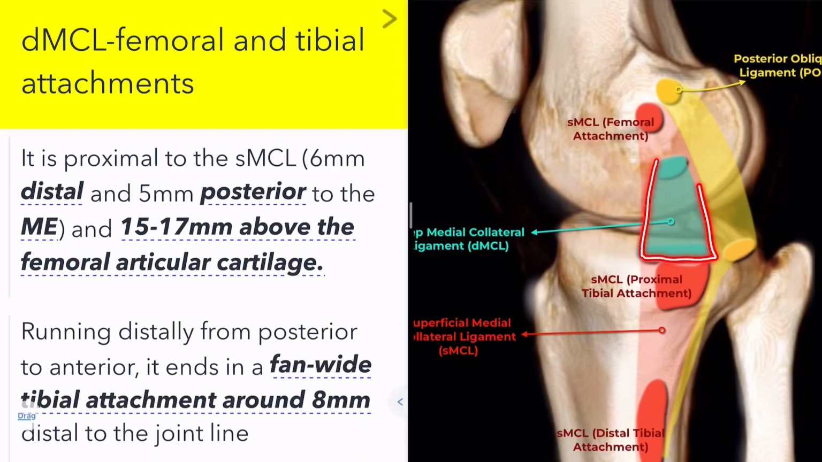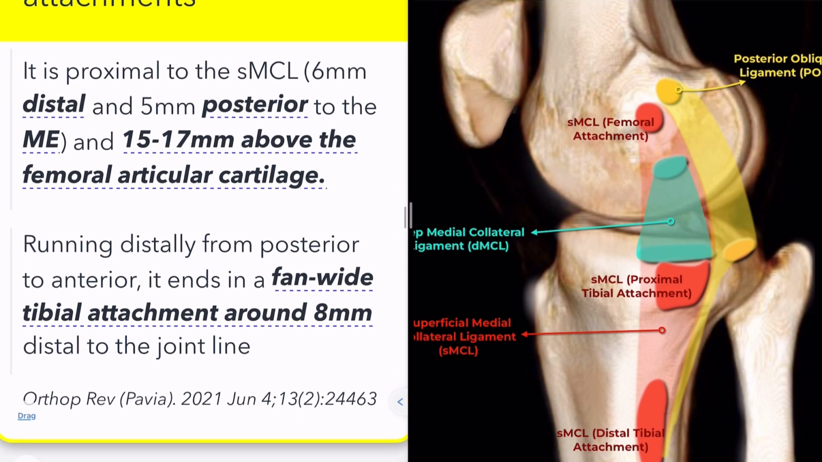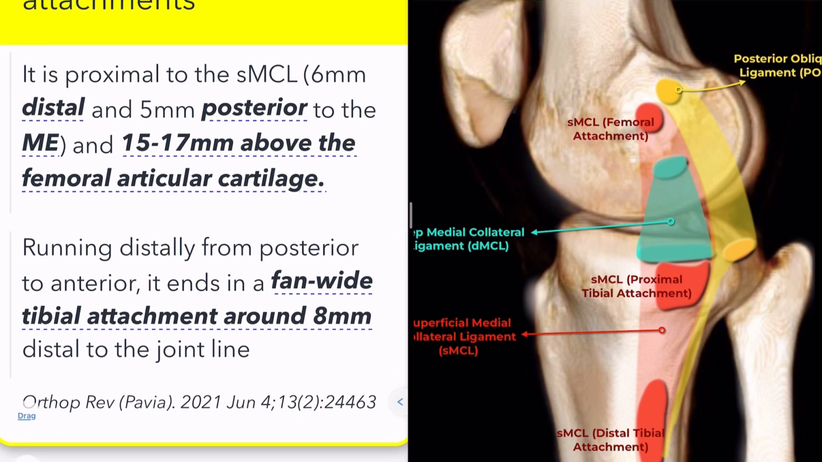Deep MCL attachments. The deep MCL femoral attachment is just proximal to the superficial MCL. Distally, it runs posterior to anterior, attaching in a fan-like shape about 8 mm below the joint line on the tibia.